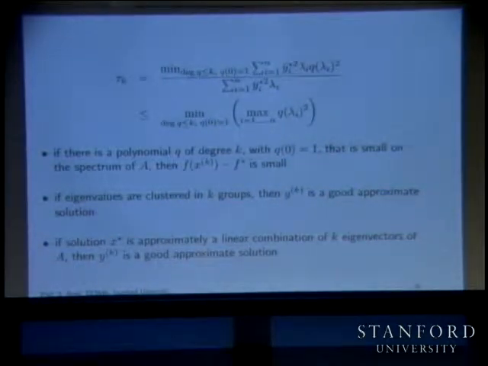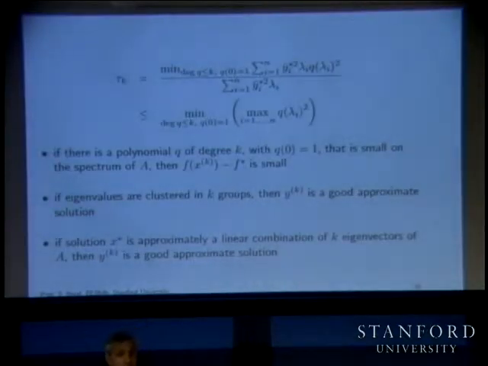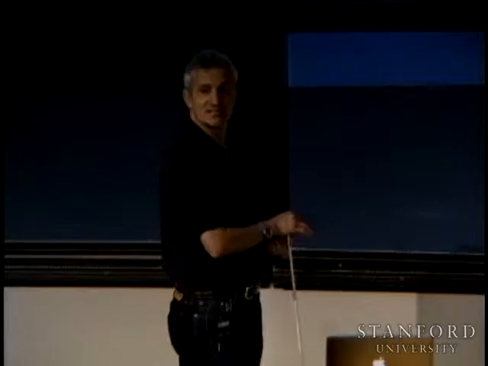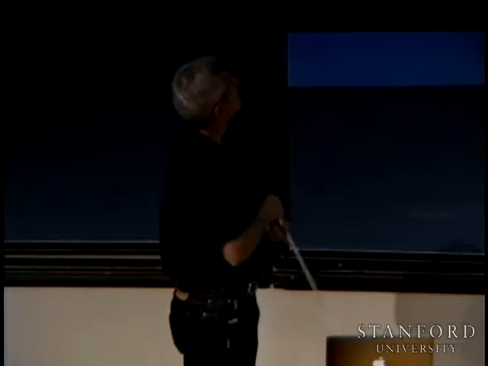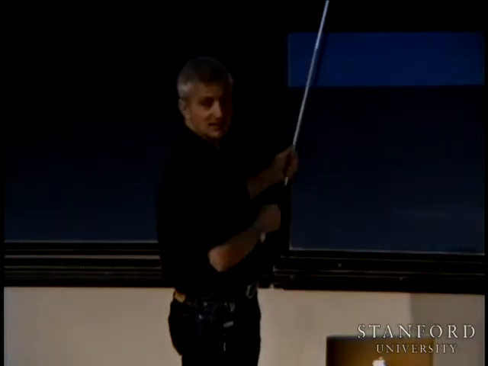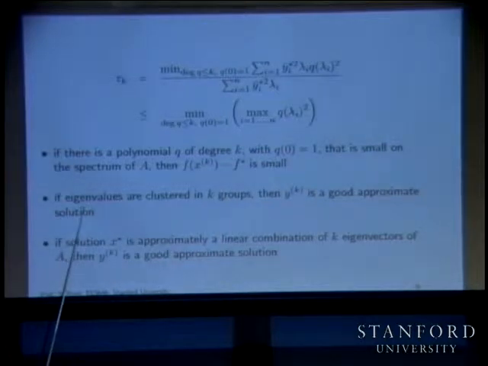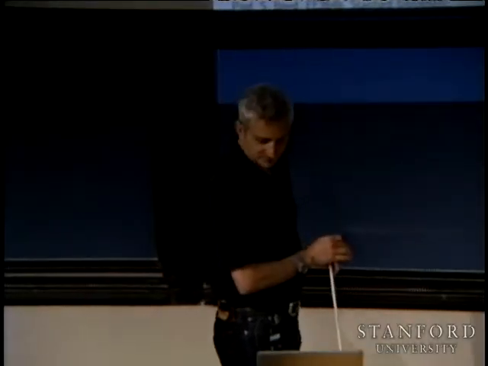Now, there's another way to do well, and that's to have yi star small for just a handful of things. So this says, if your solution is approximate linear combination of k eigenvectors, then yk is a good approximate solution. So that's another way to say it. Notice that this statement is independent of the right-hand side and it depends only on the matrix A. This one now depends on the right-hand side, but doesn't depend on the clustering. It basically says if you're a linear combination of k eigenvectors, then this must be a good solution. So, okay.